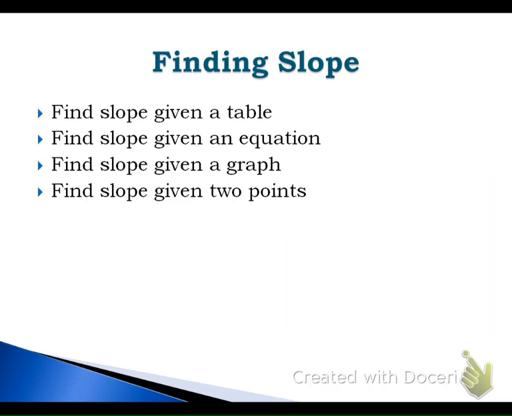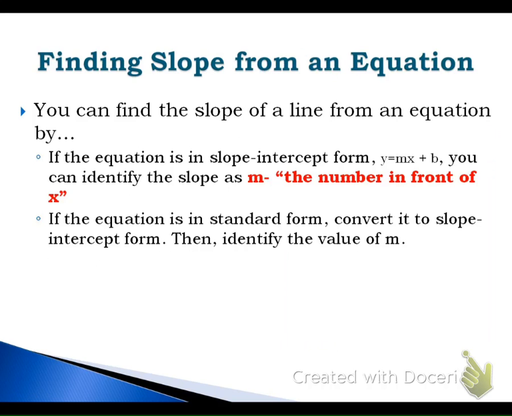So finding slope, we're going to demonstrate how you can find slope if you're given a table, an equation, a graph, or 2 points. First of all, finding the slope from an equation. You can find the slope of a line in an equation by, if the equation is in slope-intercept form, you can identify the slope as m, the number in front of your x, often a fraction. If the equation, though, is in standard form, you will have to convert it to slope-intercept form and then identify your m value.